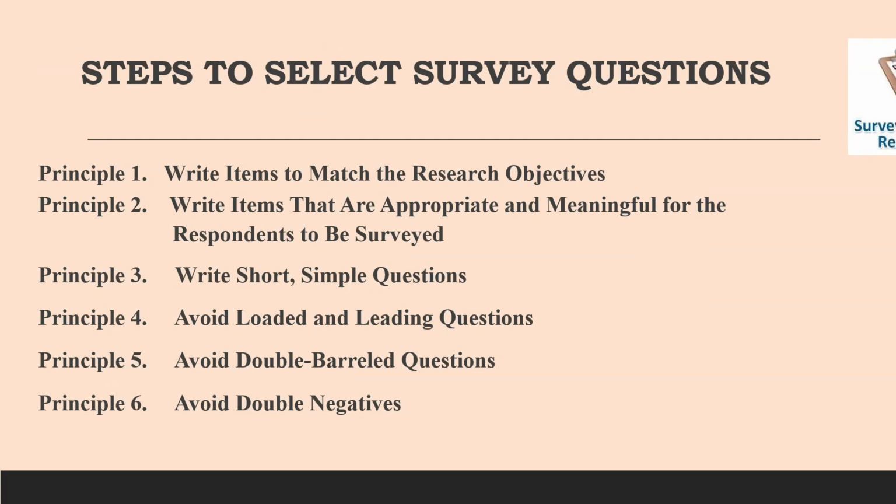So, steps to select survey questions. One, you write items to match the research objective. The research proposal will include your research purposes, your questions, and objectives. You're going to construct the items to fulfill your objective. You're going to conduct an extensive review of the literature to identify all areas to cover. Also, you're going to write items that will provide reliable and valid data.